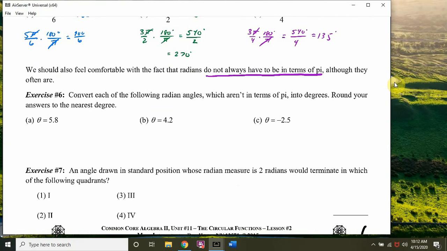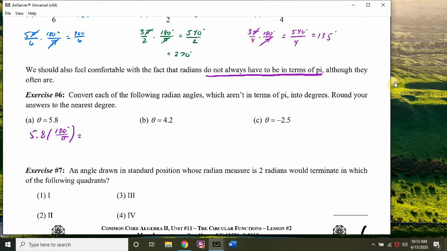But to convert from radians to degrees, it's the same idea. We're going to take our given radian measure and multiply by 180 degrees over pi. So 5.8 times 180 degrees over pi. Now on your calculator, you're just going to do 5.8 times 180 divided by, and then use the pi symbol, which is second up arrow on the right hand side. It's right above the division key.